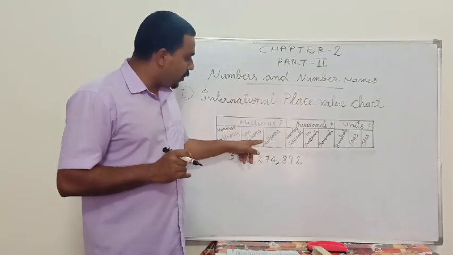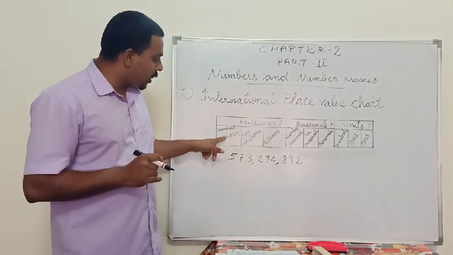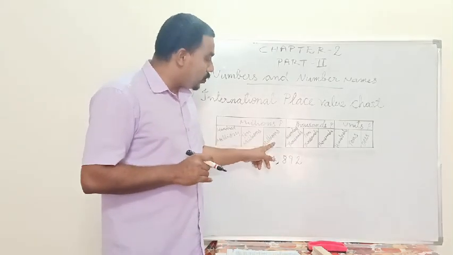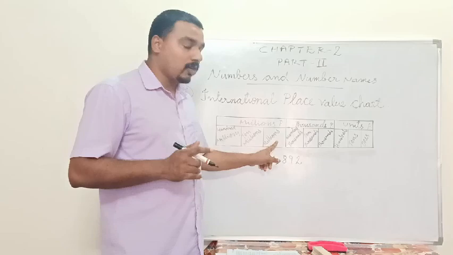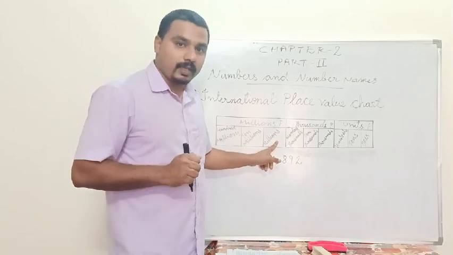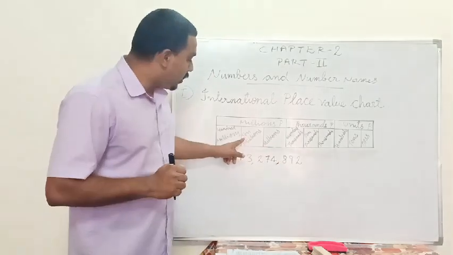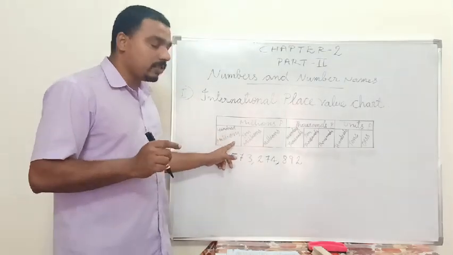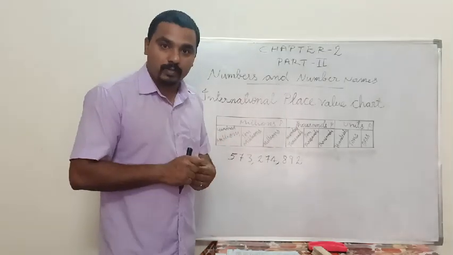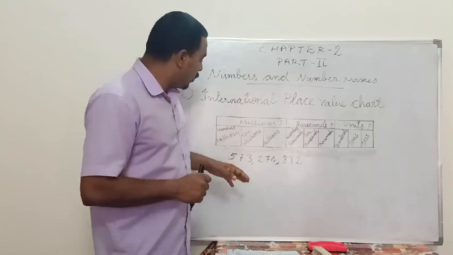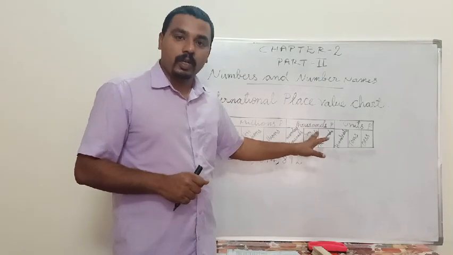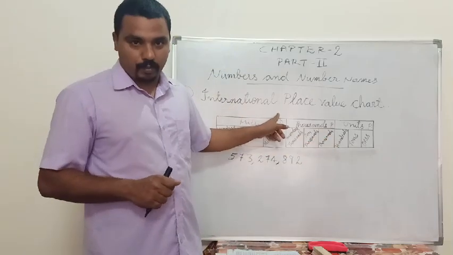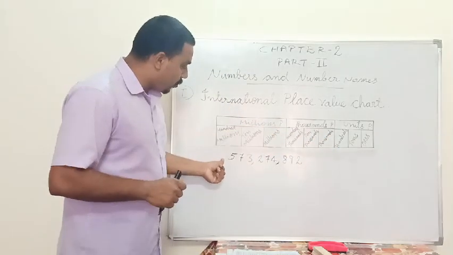Moving to the millions period, you can see millions, 10 millions and 100 millions. In the Indian place value chart, 1 million means 10 lakh, 10 million means 1 crore, and 100 million means 10 crore. Understood? You have to learn this, then only will you be able to read and write numbers in the international system.